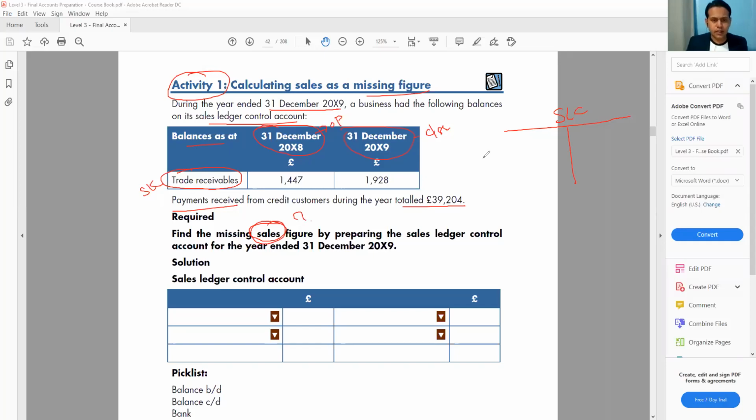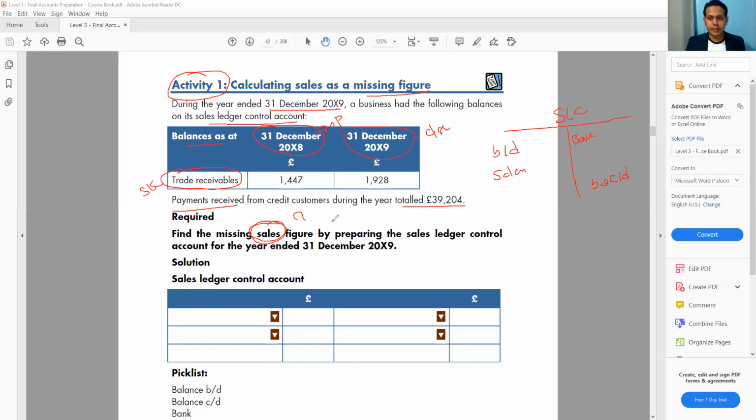We can see the opening balance, exactly the way we did our previous ledger accounts. We're going to do the same thing. On the T account, we're going to put my opening balance, balance b/d, and we'll have a balance c/d. After that, our bank will go on this side. Bank means how much we received from the credit customers. Then any sales, we'll record here. More or less, that's it.